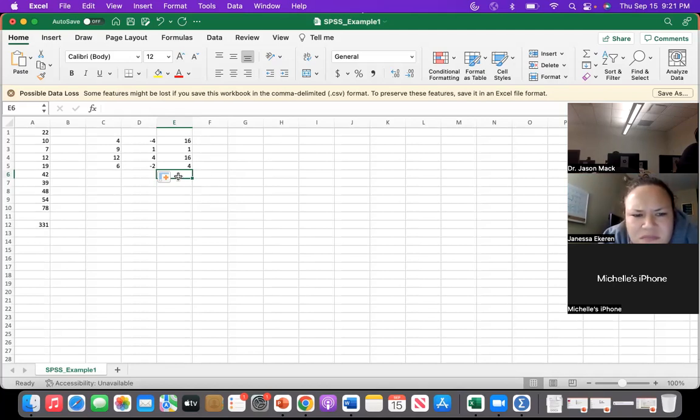Is that ordinal? But B is an ordinal, so then it would be median. That sounds right. Hang on. I think it is, because you're ranking it, right? Like 1 through 5. Right. Okay. And then ordinal scale is median.